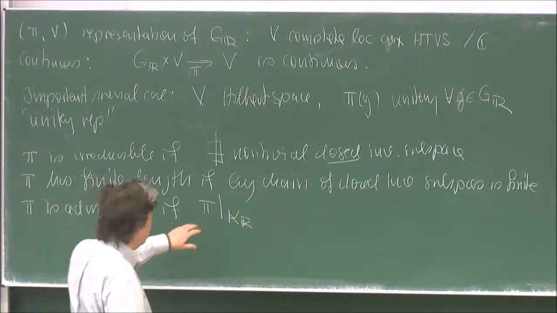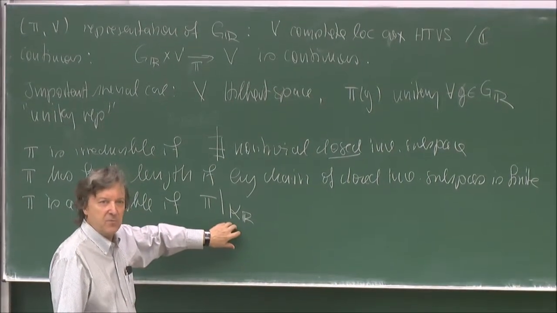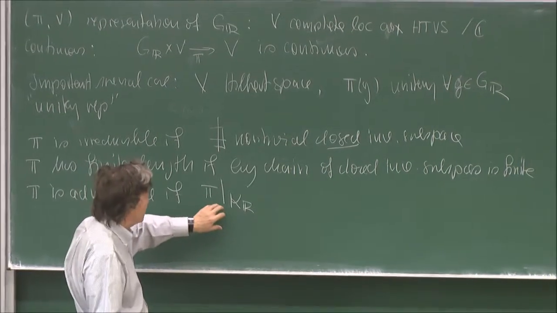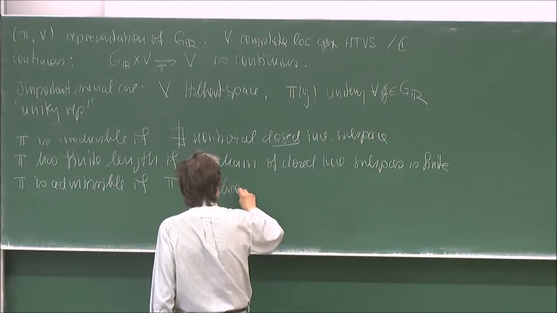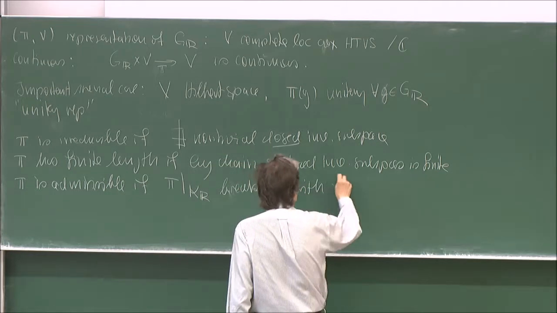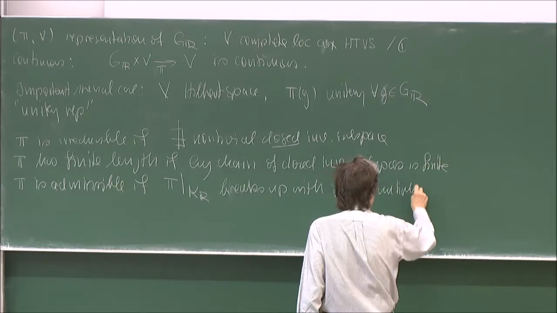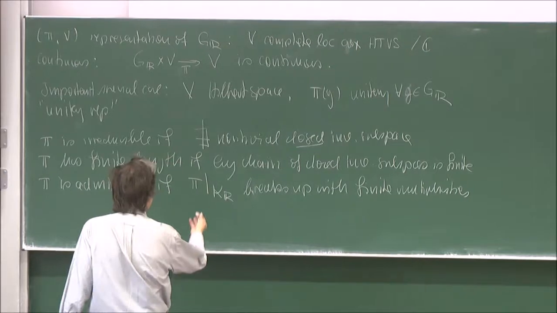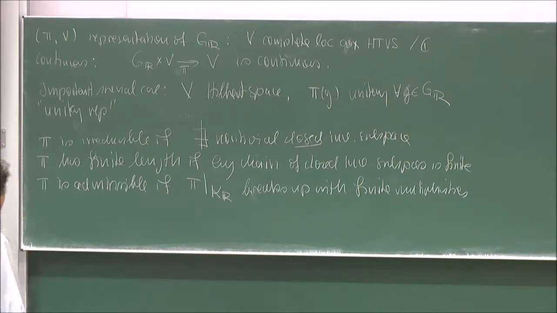So this is now a representation of a compact group, and the irreducible representations of compact groups are automatically finite dimensional. So pi restricted to kr breaks up in the form of this. So each irreducible representation of kr occurs only finitely often in the restriction of pi to kr.